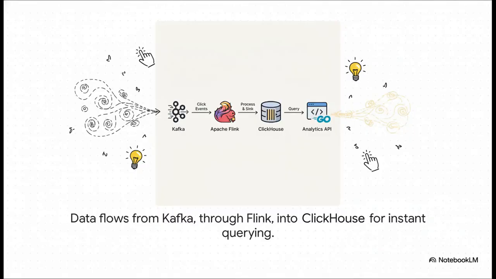So here's the architecture. Follow the data with me. Every single time a user clicks on a shortened link, an event gets fired off to a message queue, like Kafka. A stream processor, in this case Apache Flink, immediately grabs that event and shoves it into ClickHouse. Then, our Analytics API can query ClickHouse and get up to the millisecond insights.